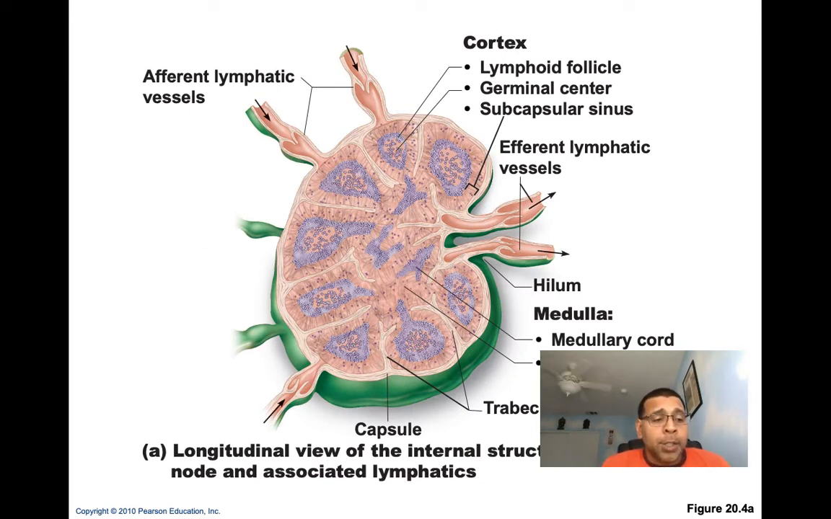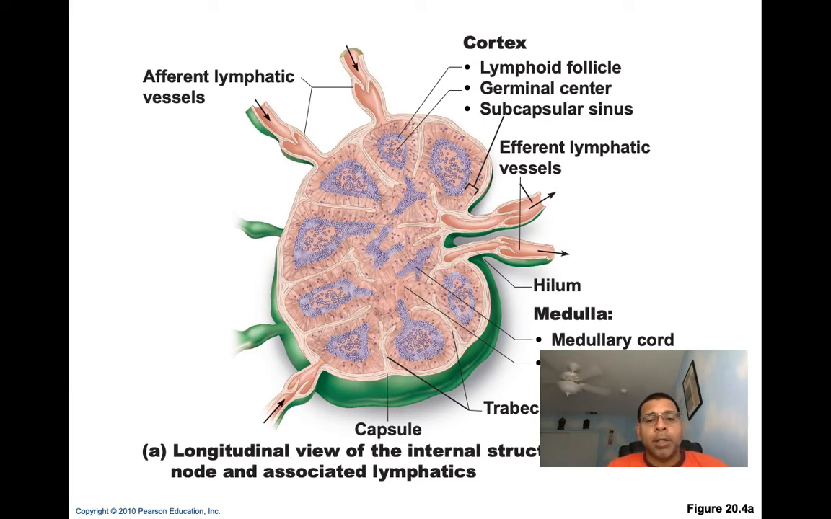When you talk about their function, they have two basic functions, and both are concerned with protection of the body. Number one, they act as filters for blood. They contain macrophages, which destroy and remove microorganisms. And number two, they help activate the immune system.